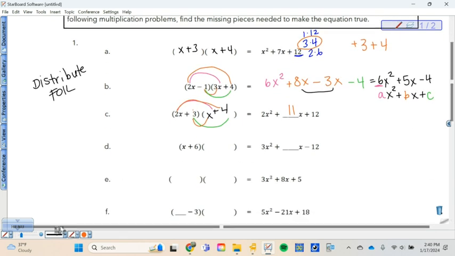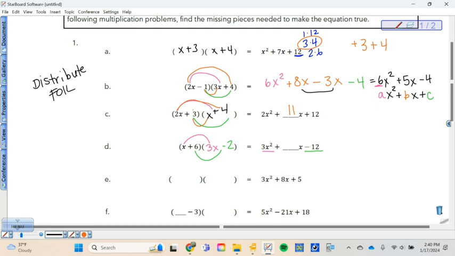Same sort of thing here. So I think to myself, first times first has to give me 3x squared. So x times what would give me 3x squared? 3x. And my last times last has to equal -12. 6 times what gives me -12? -2. And then I want to check for my inners and outers.